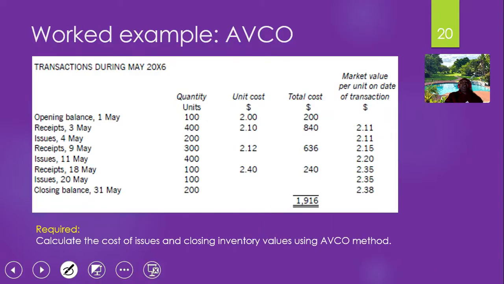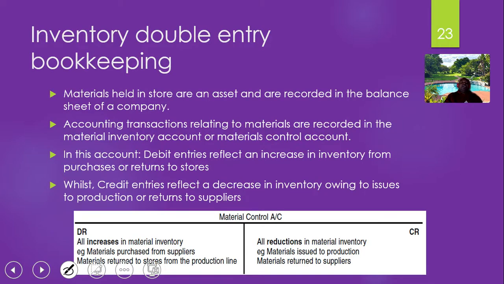Okay, let's move on. We are done with these closing stock valuation methods. Let's now talk of the bookkeeping, the double entry bookkeeping system involved in the costing arena. Okay, in the inventory accounting arena. All right, so material held in store are an asset and are recorded in the balance sheet of the company.